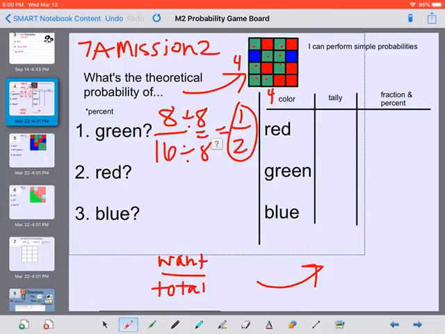So what's the theoretical probability of hitting a red square? There are 3, 4, 5, 6 red out of a total of the same 16. And we can simplify this, divide by 2. Even numbers, we can write that as 3/8.